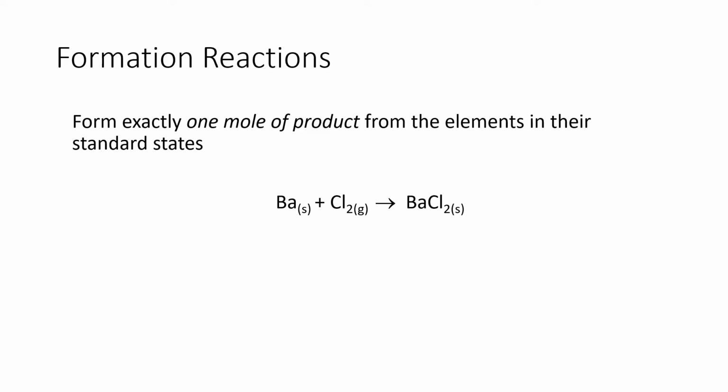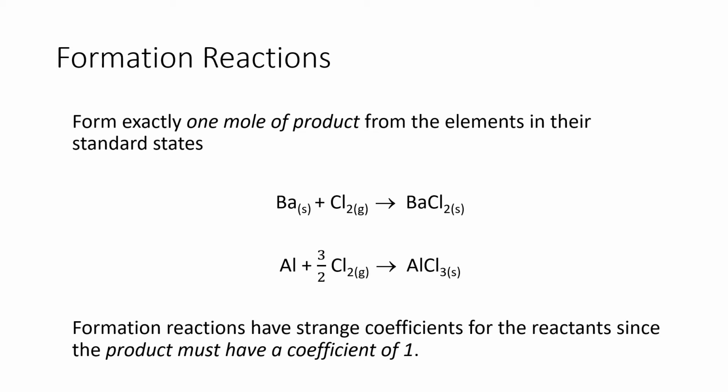They don't always have 1s, and sometimes they have some pretty strange coefficients. For instance, if we're going to make aluminum chloride and have a coefficient of 1 on aluminum chloride, we're going to need 1 aluminum atom, which aluminum provides quite nicely here, and then 3 chlorines. Well, that gets tricky because chlorine is a Brinkelhoff, and the Brinkelhoffs occur as diatomic molecules, so they'll have a subscript of 2. So in order to get 3 atoms of chlorine, we have to use a coefficient of 3/2, because 3/2 times 2 gives us the 3 chlorines that we need. So often these formation reactions will have very strange coefficients on the reactant side because the product must have a coefficient of 1.